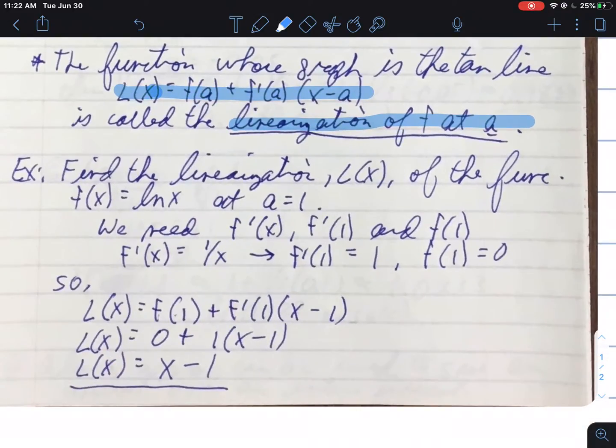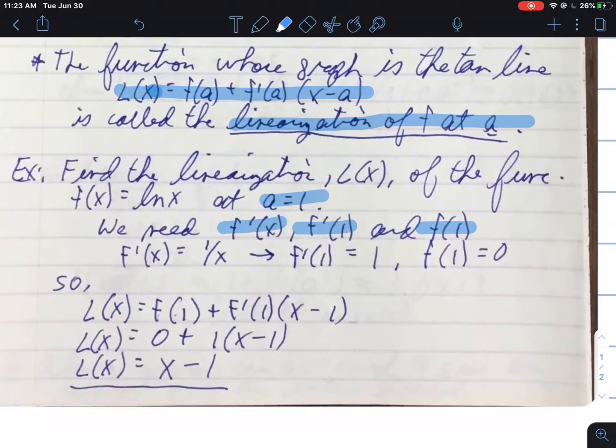So for example, find the linearization L of x of the function f of x equals ln of x at the point where a equals 1. So as always with finding the equation of a tan line, finding the linearization, we need to find the derivative of our function so that we can find the slope of the tan line at that point, in this case where a equals 1. And then we also need to know the y coordinate of the point, because our x coordinate is a, which is 1.